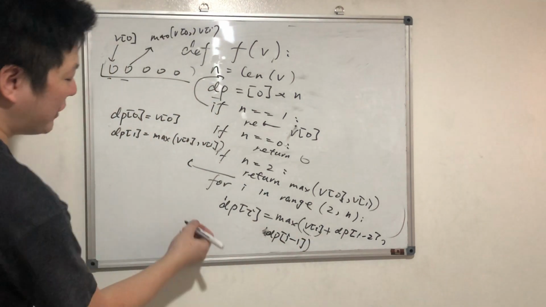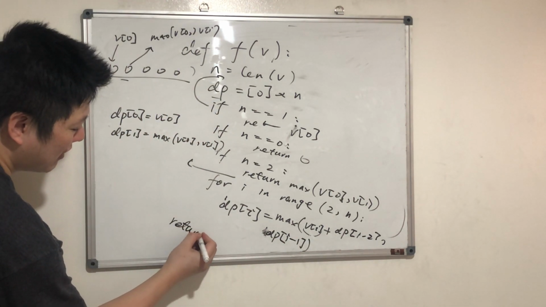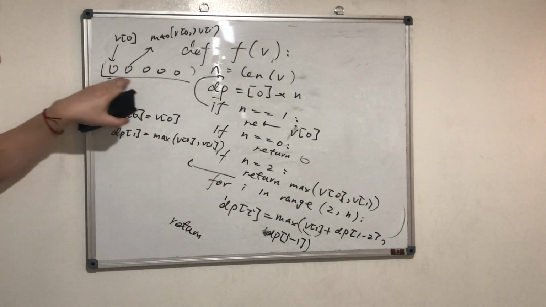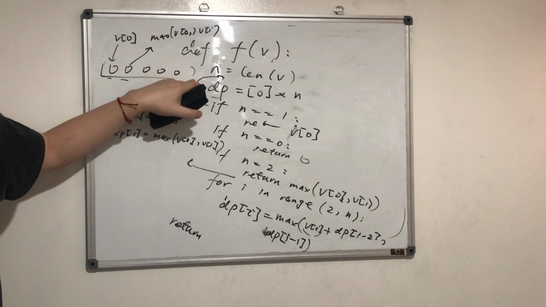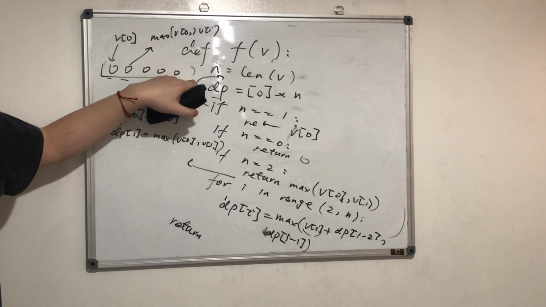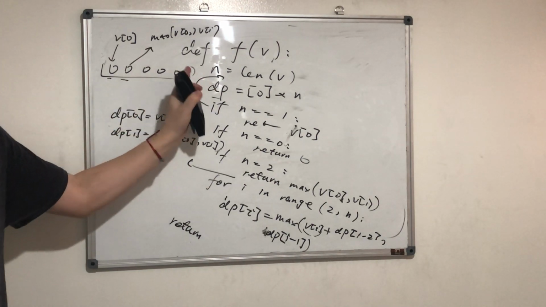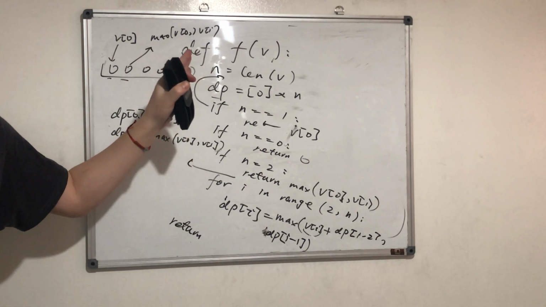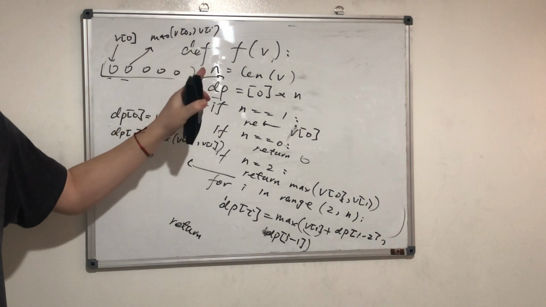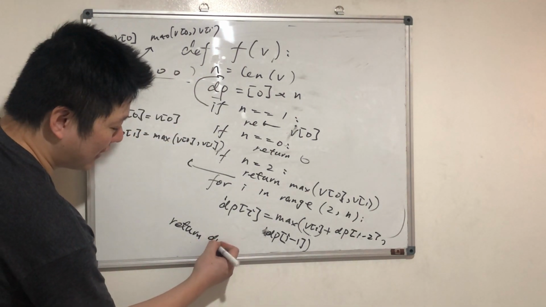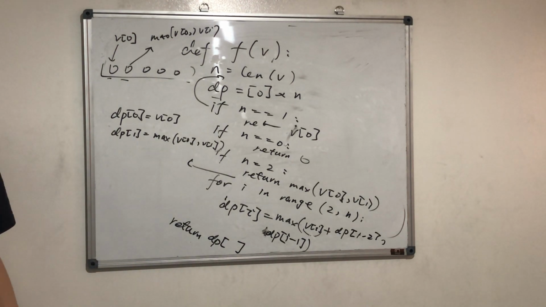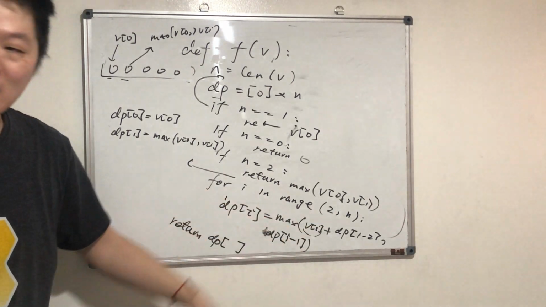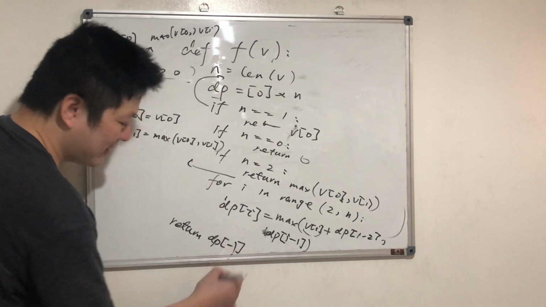So now return which value? This is the dp array I calculated along the way. Which value can I return? dp what? The last value. Because for n houses, the last value will be the maximum value I can get. What should I put here? dp, what's the last value? The last value is minus 1. Well done. Good job.